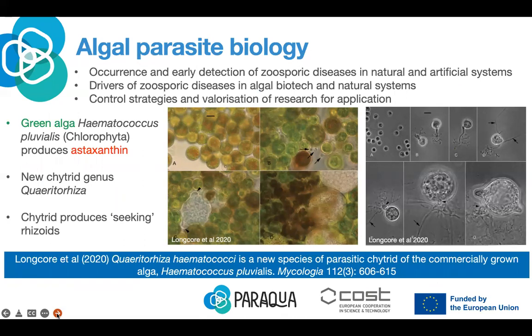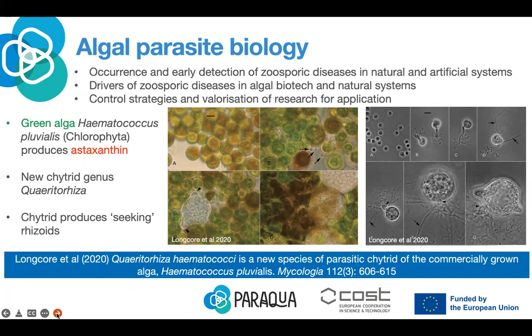This is a relatively new chytrid, isolated by Joyce Longcore and colleagues. It was only published in 2020. It's got a genus that I'm not even going to try and pronounce this time in the evening. And this is a chytrid that infects and kills Haematococcus. So Haematococcus is a really important biotech green alga, it makes astaxanthin. I believe astaxanthin is worth more than gold in terms of its weight.